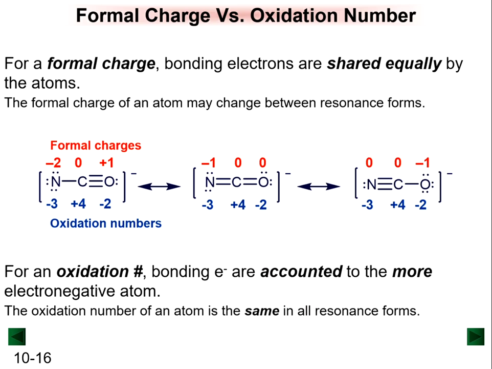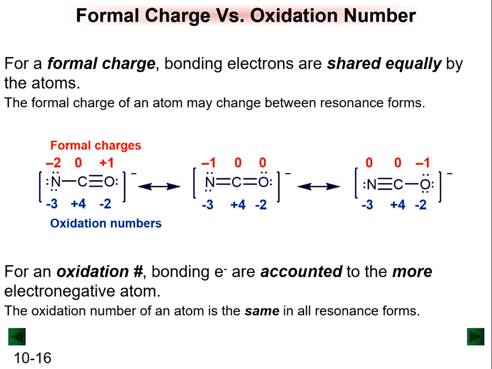For a formal charge, bonding electrons are shared equally by the atoms. The formal charge of an atom may change between resonance forms, but generally the formal charge involves equal sharing by the atoms.